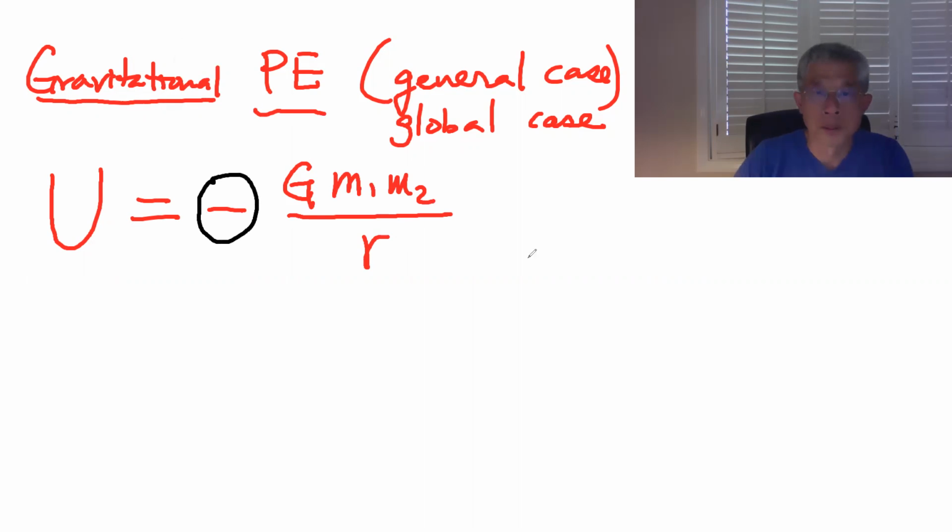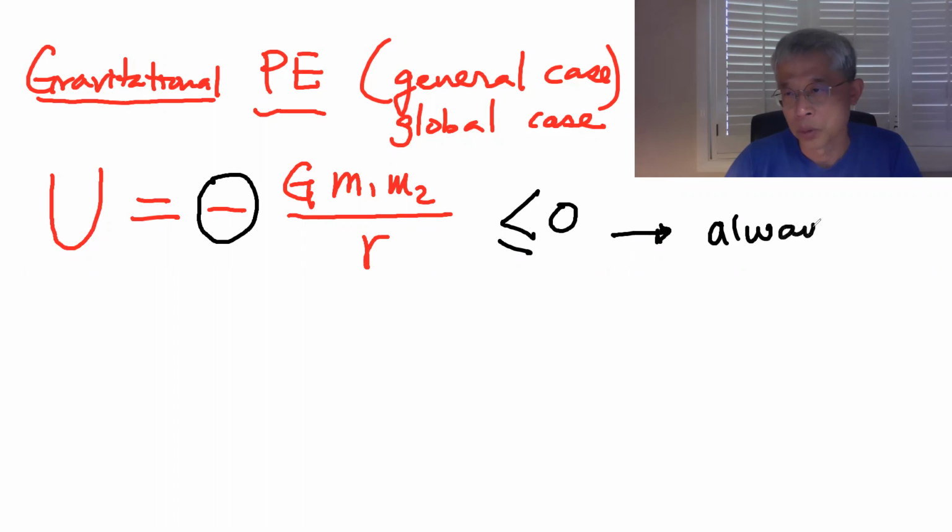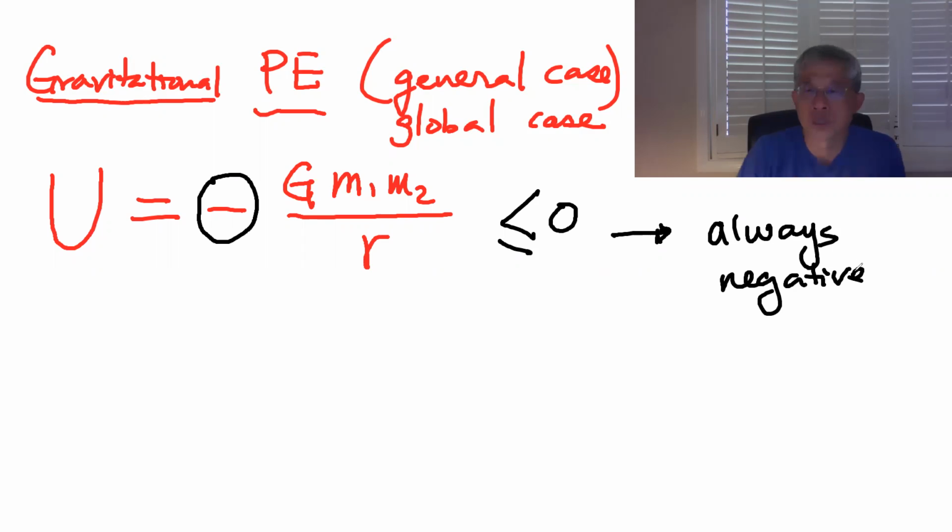So what does that mean? It's always less than or equal to zero, if you like, when r is equal to infinity. So that means we are defining this gravitational potential to be negative. Always negative. What does that mean? It means that you are trapped. We are trapped on the earth by the gravity.